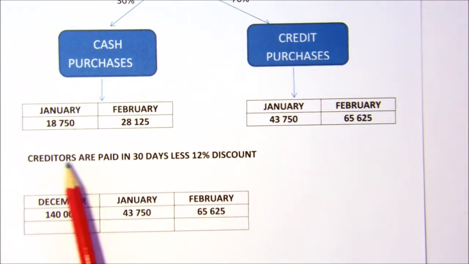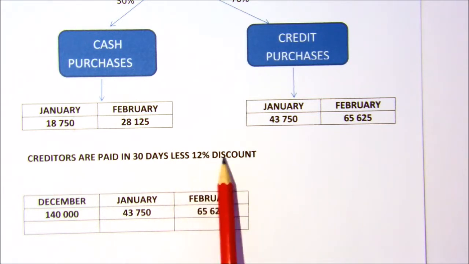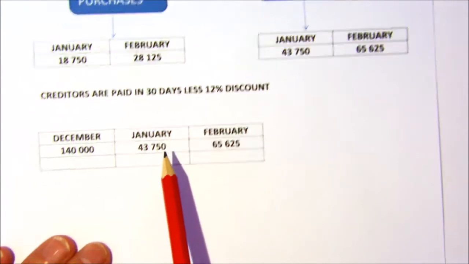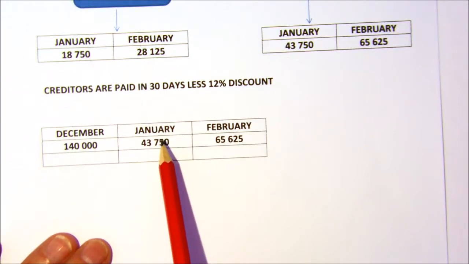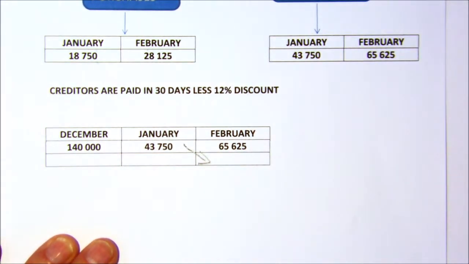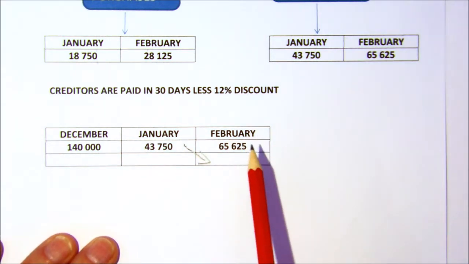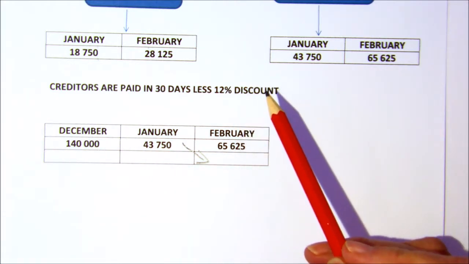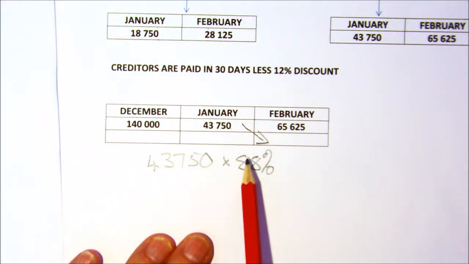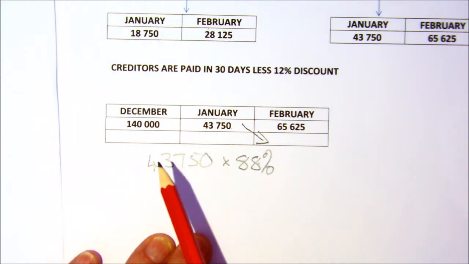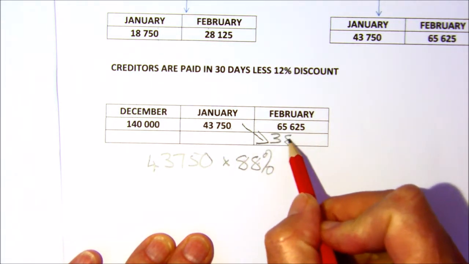And what they're telling us is that the creditors are paid in 30 days, less 12% discount. So we're only paying for our credit purchases, remember? So this 43,750 that was bought in January is going to be paid for in 30 days. One month later, you're going to pay it in February. But it's going to be subject to a discount of 12%. So you'll only actually be paying 88%. And so 43,750 times 88%, or remember, you can work out 12% of this and then subtract, in which case you're just doing it in 2 steps. But that means that in February, I'm going to pay an amount of 38,500.